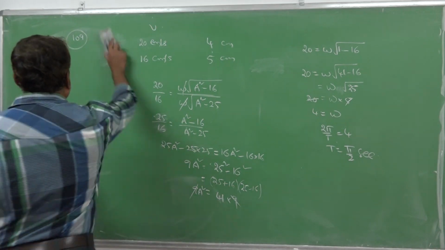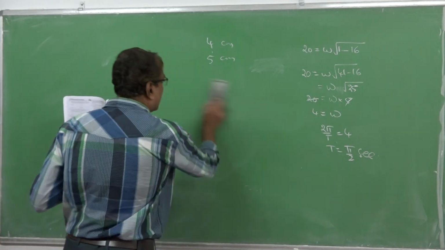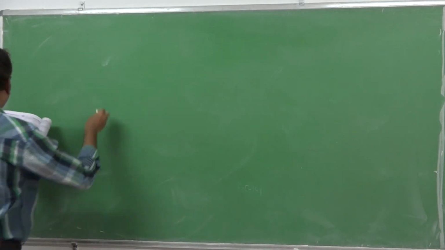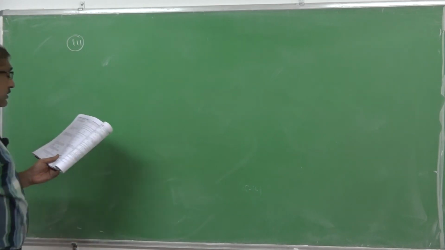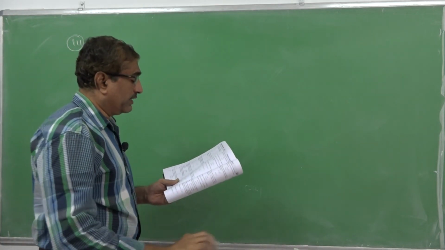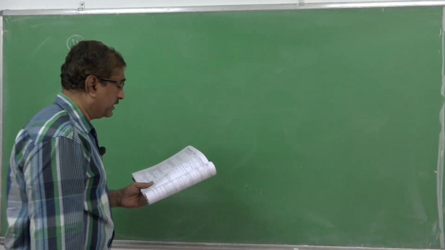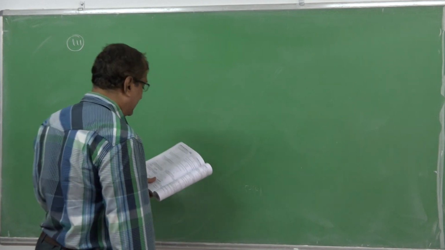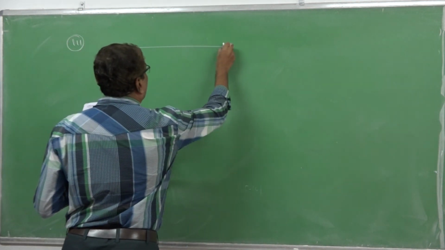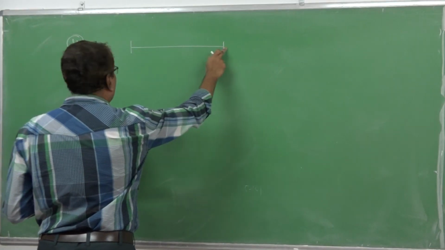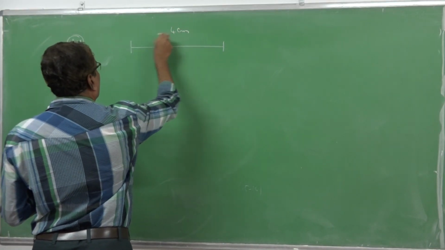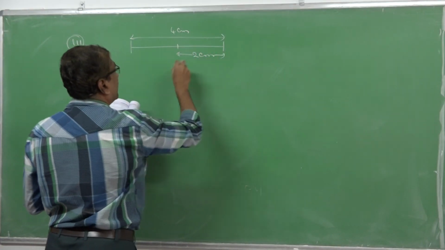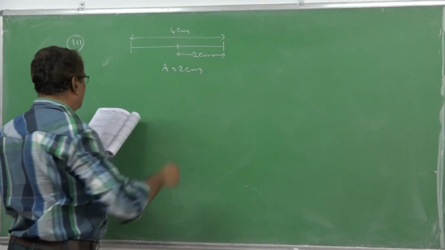Last one, 111. A particle executes SHM along a straight line 4 centimeter long. When its displacement is 1 centimeter, its velocity and acceleration are numerically equal. The time period of SHM is. So a particle executing SHM so that its total path length is 4 centimeter. So total distance is 4 centimeter, means its amplitude is 2 centimeter. So A is equal to 2 centimeter.